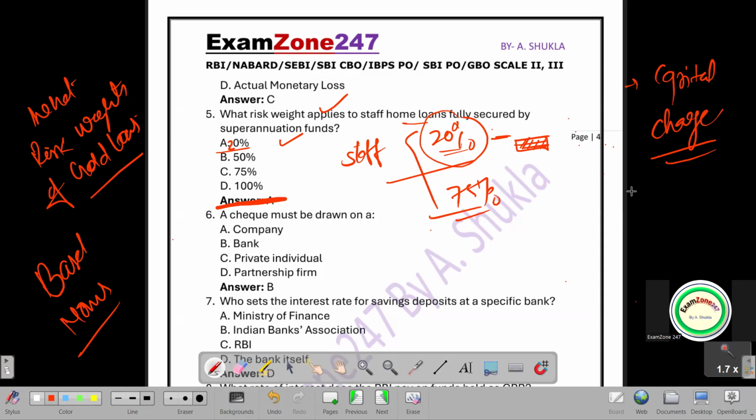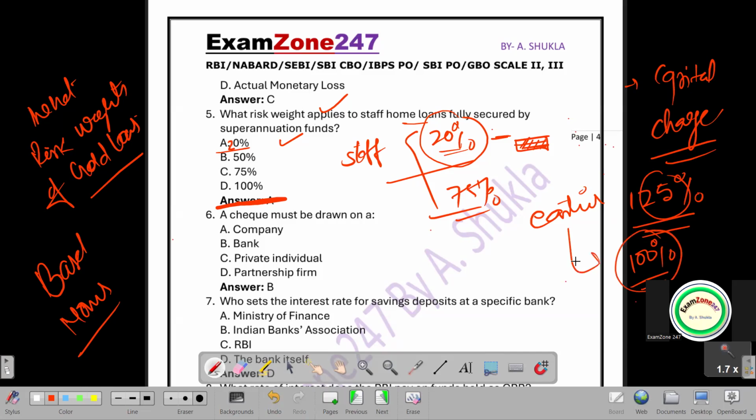See, the risk weight earlier was 125%. RBI reduced it by 25% and made it 100%.